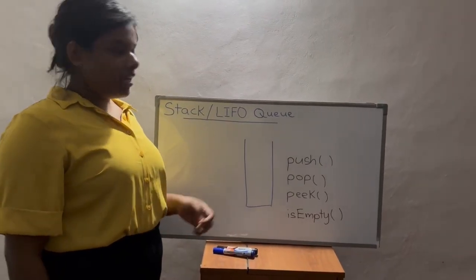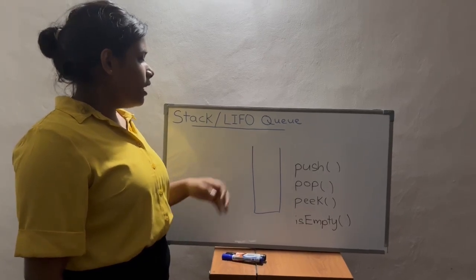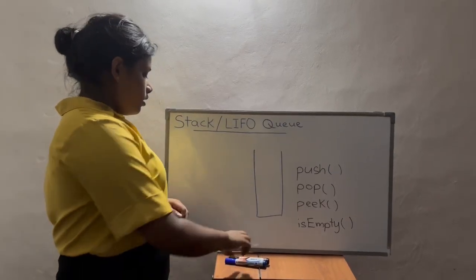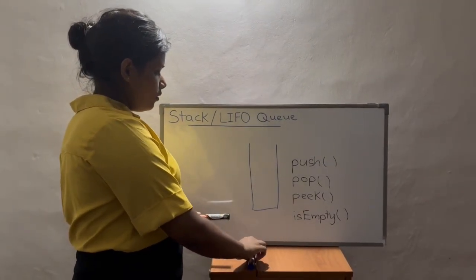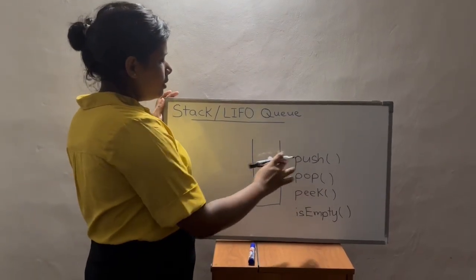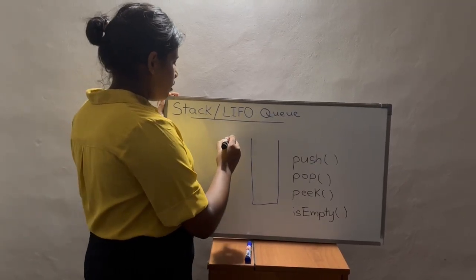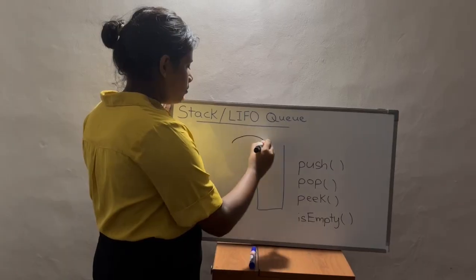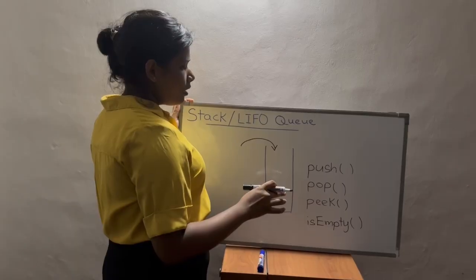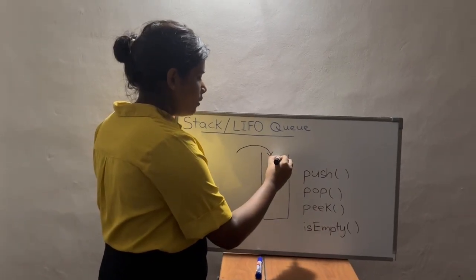When talking about stacks, there are four main operations that we can perform: push, pop, peek and isEmpty. Pushing an element means adding an element to a stack, and we can push elements to a stack like this. And popping an element means removing an element from the stack, and we can remove an element like this.